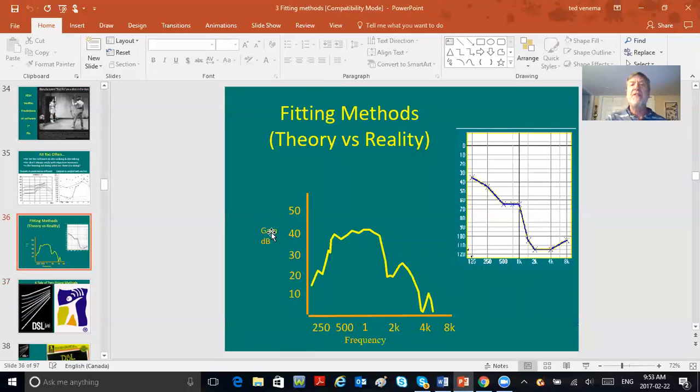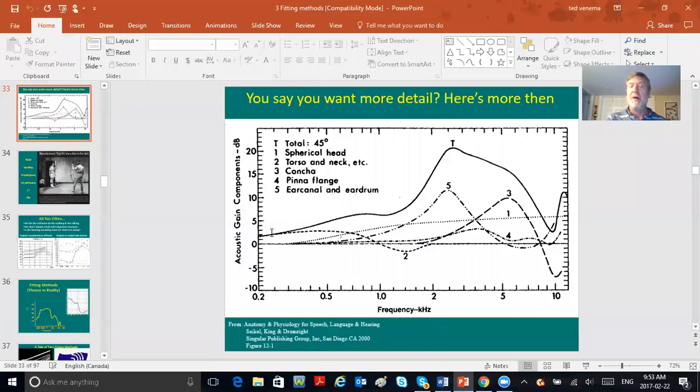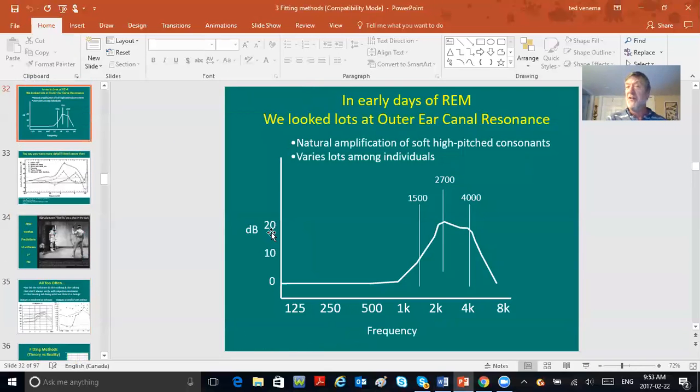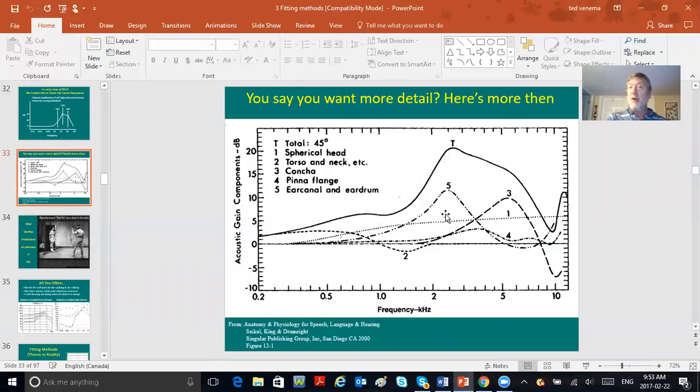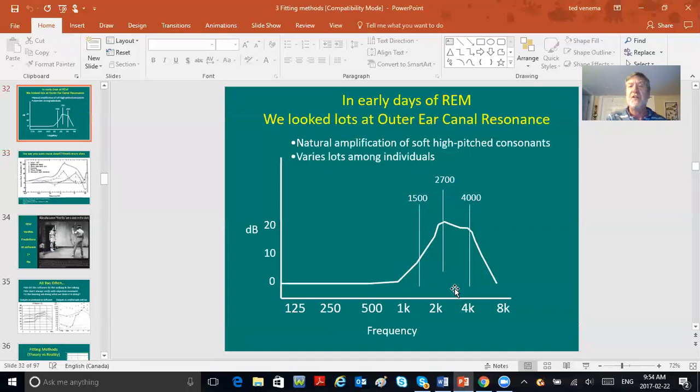You may wonder what the previous slides that I glossed over quickly are all about. Here's your outer ear canal resonance in detail. Here's the number 5. That's your outer ear canal resonance just by itself. Number 3 is showing the resonance of your concha. And when you add everything together by putting a tube in the canal, you're measuring the resonance of the whole ear: outer ear canal, concha, helix, everything. You get your sum total. T is for total, and the T is at about 2700 hertz, just like it was here.